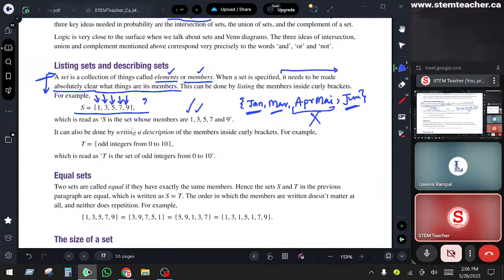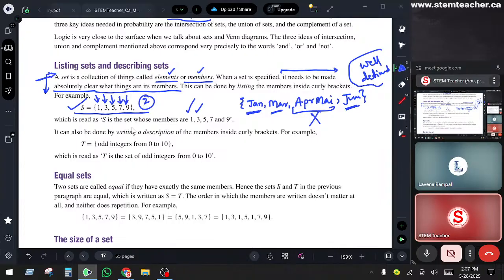Is 2 an element of this set or no? Is 2 a member of this set? No. So this is clear-cut information. That is said to be well defined. It is a mathematical terminology we can use in further set notation. So it's well-defined objects or well-defined elements. A collection of well-defined elements is your set.